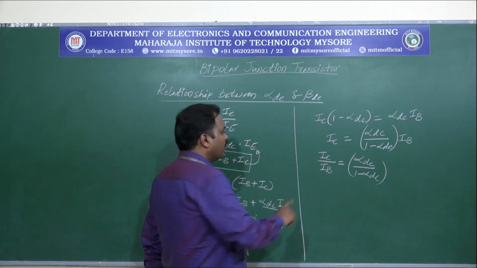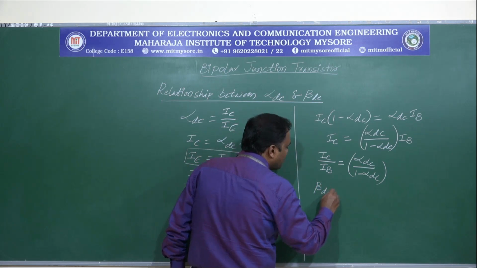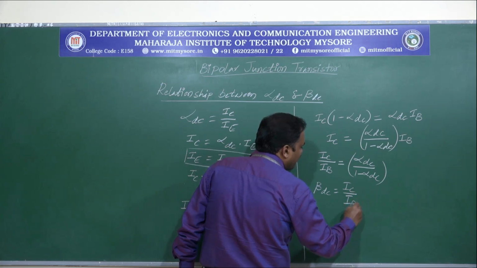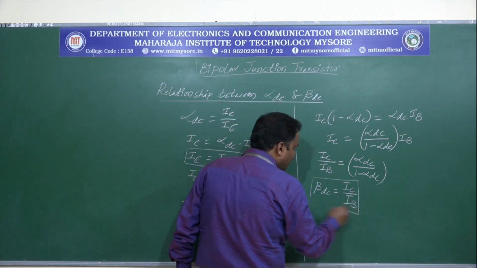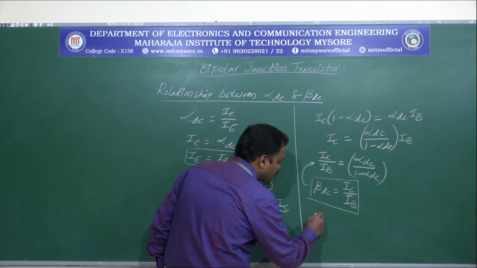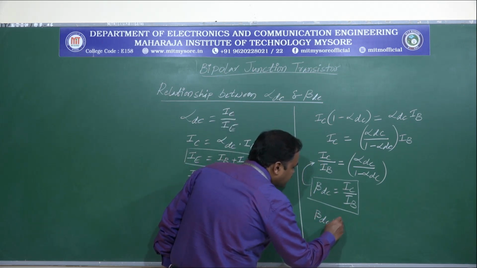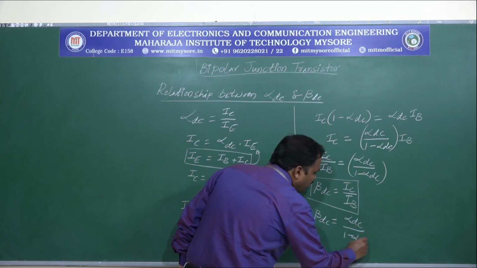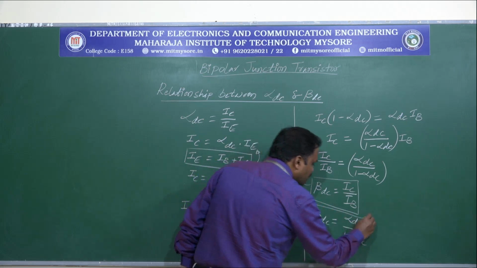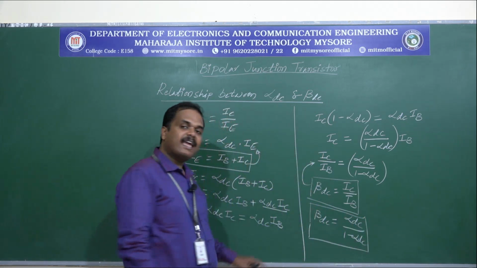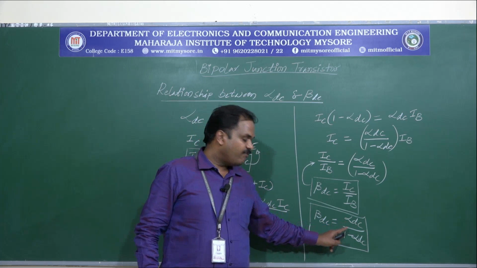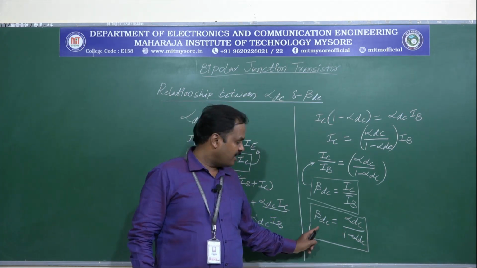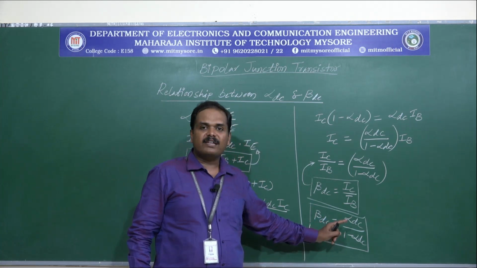But we have beta DC equals IC by IB. So substituting this here, we have beta DC equals alpha DC divided by 1 minus alpha DC. So beta DC can be represented as alpha DC divided by 1 minus alpha DC. This is the relation between beta DC and alpha DC.